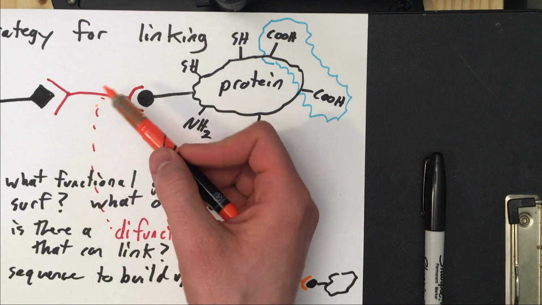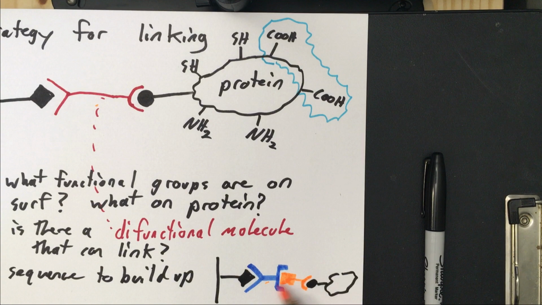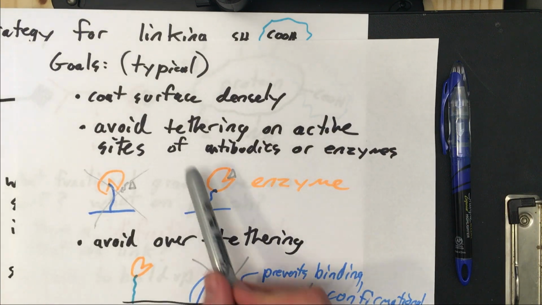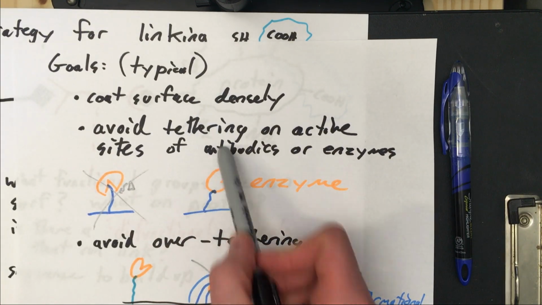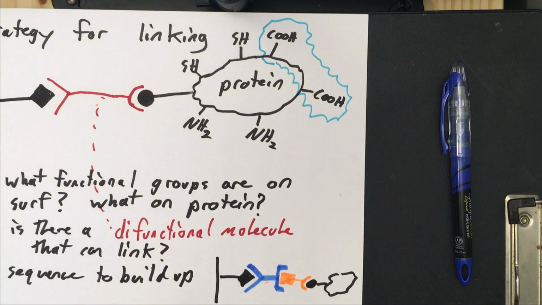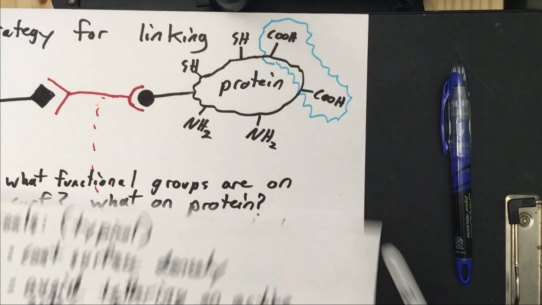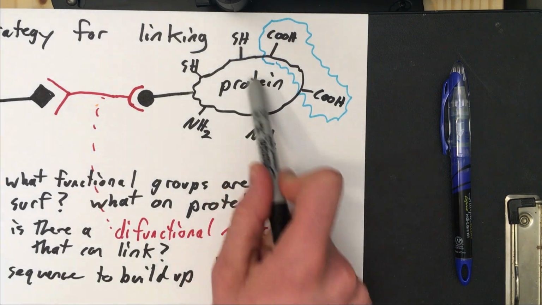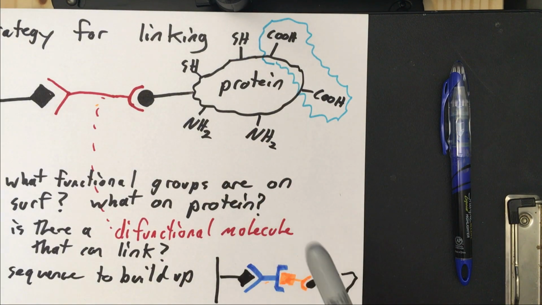So we might want one or more intermediate linkers. If there's one intermediate linker, great, that might work. If there's another intermediate linker, then we might need one or more steps. And finally, consistent with our general goals of avoiding under tethering or over tethering, of tethering to the active site, we might want to choose the right difunctional molecule to react with part of the protein that's not part of the functional site.